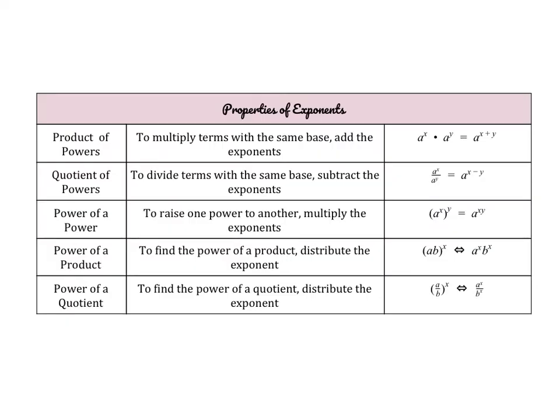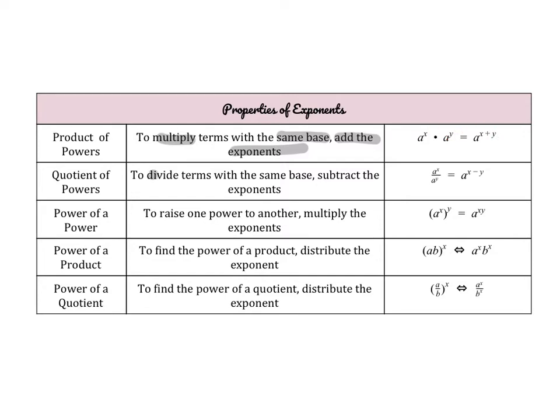Alright, so here we're going to talk about some of the properties of exponents. I think many of these should be familiar to you guys. So first, the product and the quotient powers of exponents. So to multiply terms with the same base, notice that they do need to have the same base. If you're multiplying terms with the same base, you add the exponents. So notice here we just added x and y.